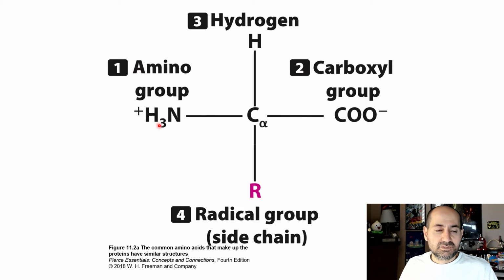By the way, sometimes they could draw the amino group NH2 without the plus. So you'll see this NH2 or NH3+. Does that make sense? The carboxyl group can be drawn as COO-, or it could be COOH. Does that make sense? So both of them mean carboxyl group. Don't get confused. It depends on whether it's the ionized or the non-ionized version of the functional group.